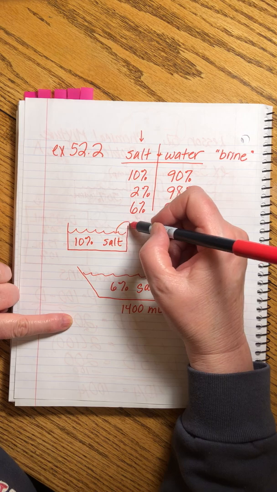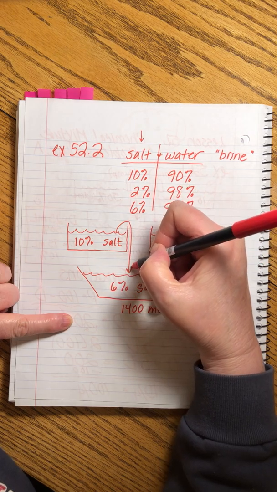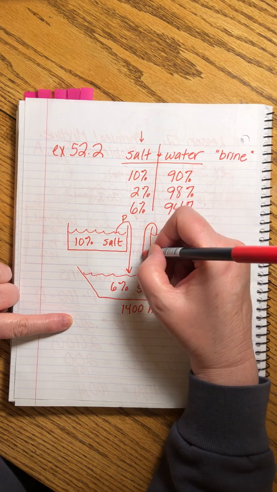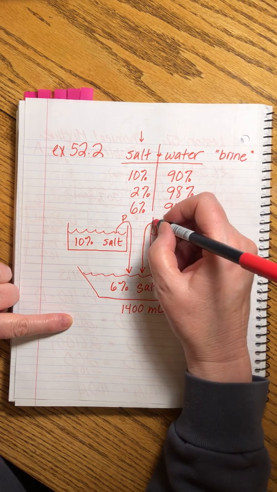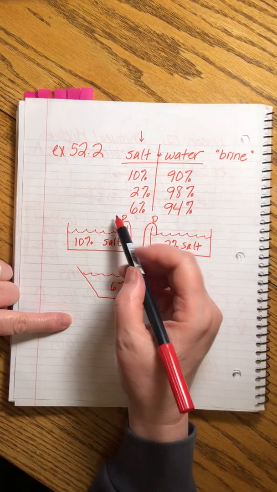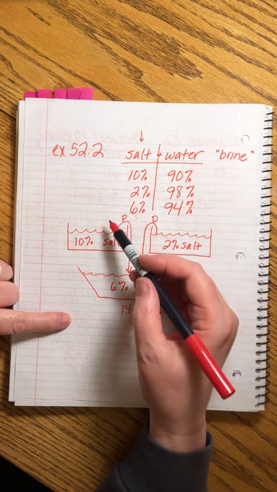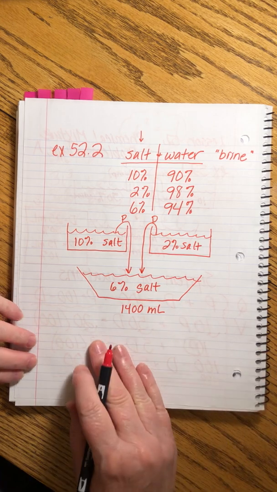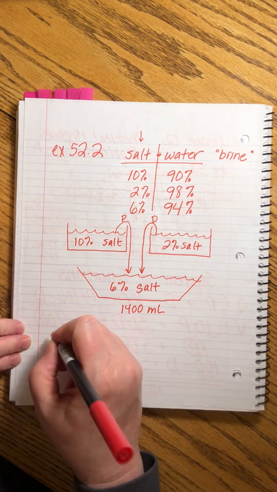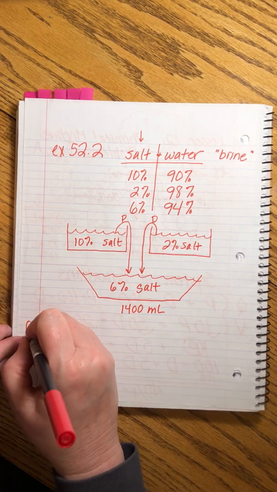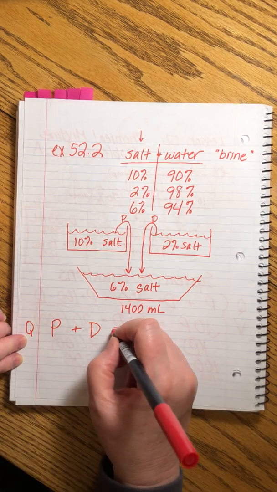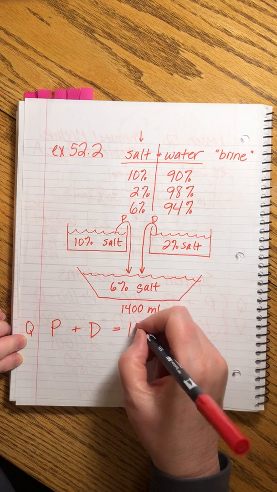Then I show myself pouring some of that in. I'm going to call that P for pour, and then I'm going to dump some of this in, and I'm going to call that D for dump. All right? I don't know how much I'm putting in, but I'm using those variables to represent it. Now I'm ready to make my equations, and I know the first one's easy. The first one's the quantity statement. The amount that I pour in plus the amount that I dump in has to equal 1,400.